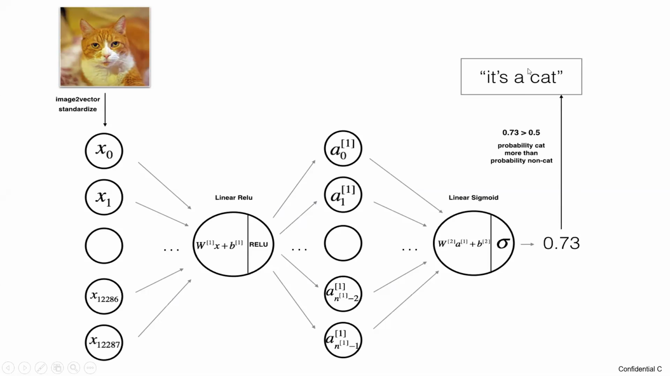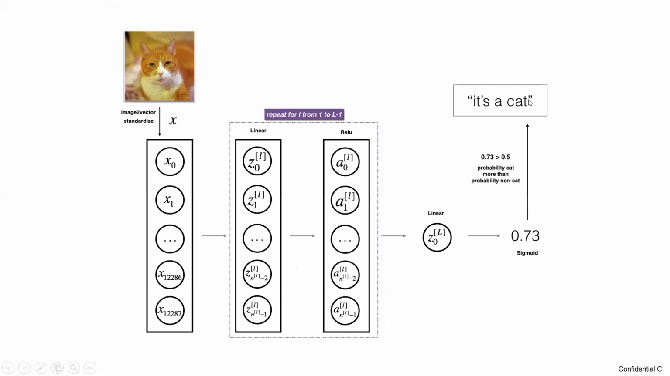It's a binary classification: whether it's a cat or not. If it's greater than 0.5, then we call it a cat. Less than 0.5, it is not a cat at all. This is the other way of representation.